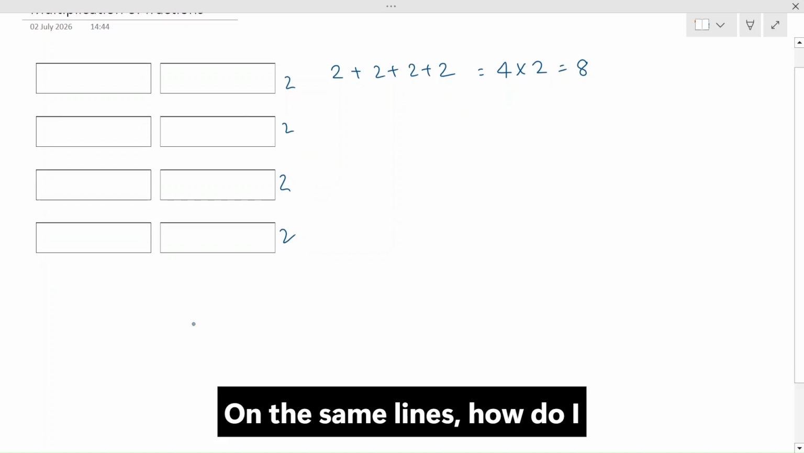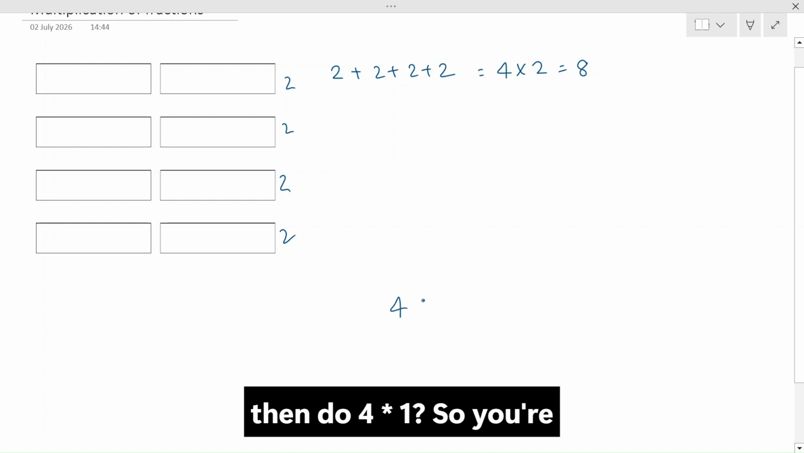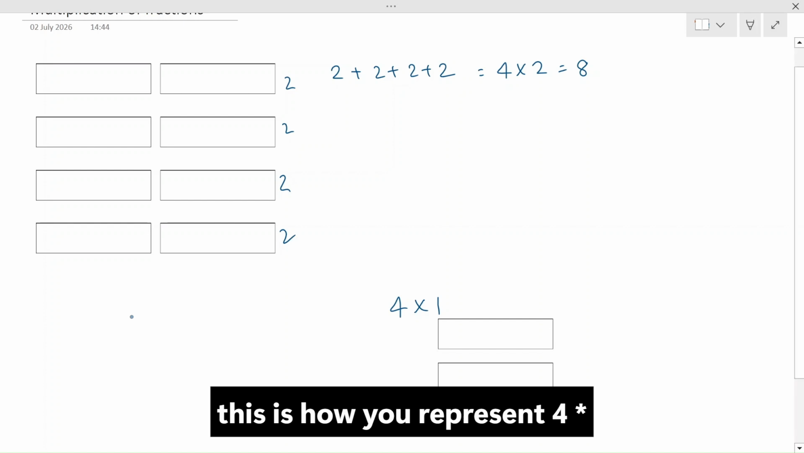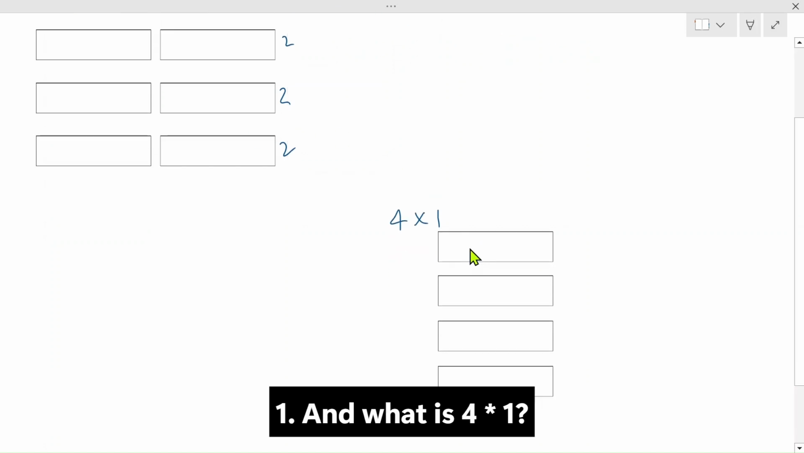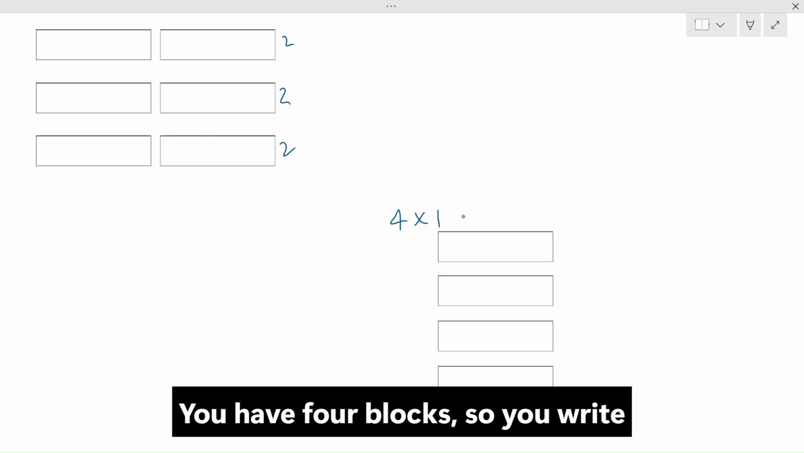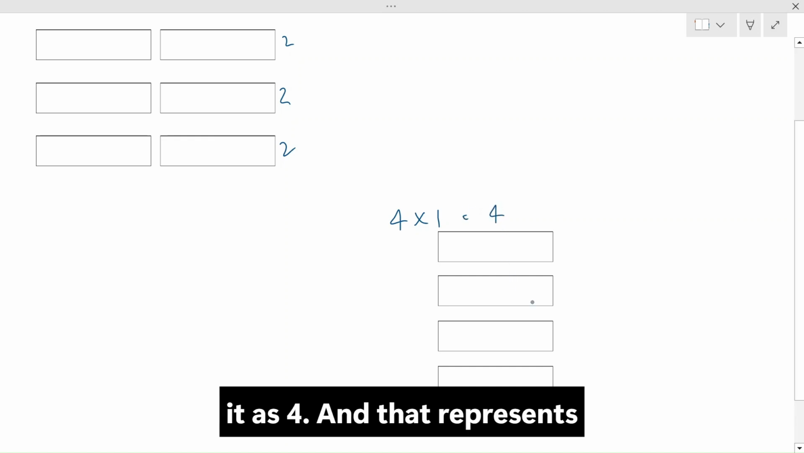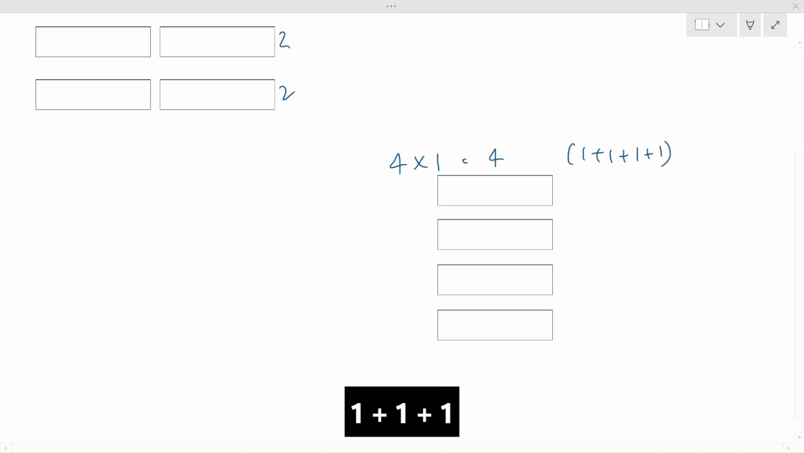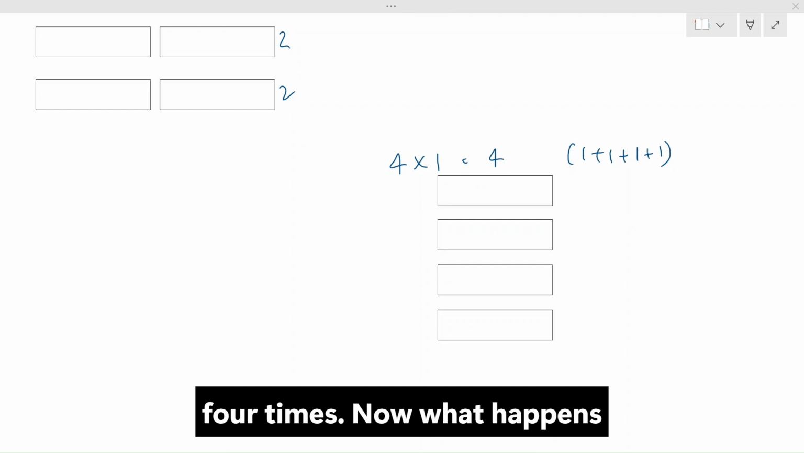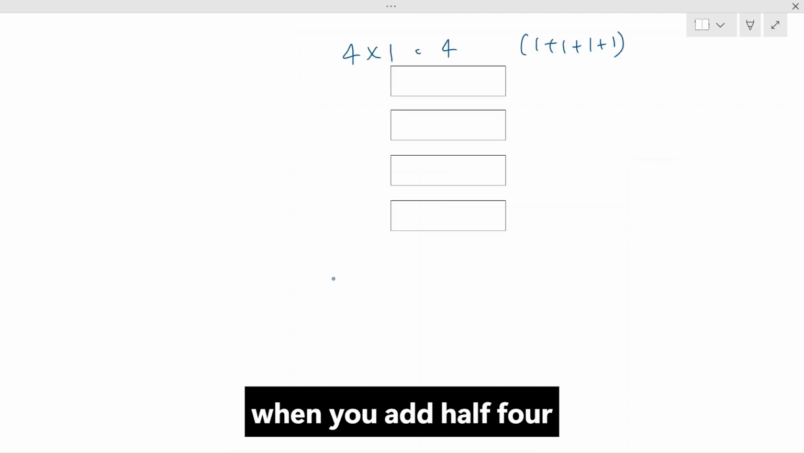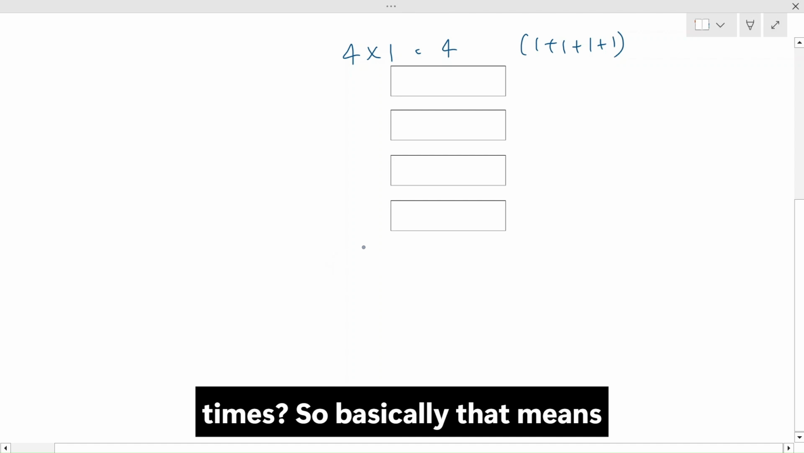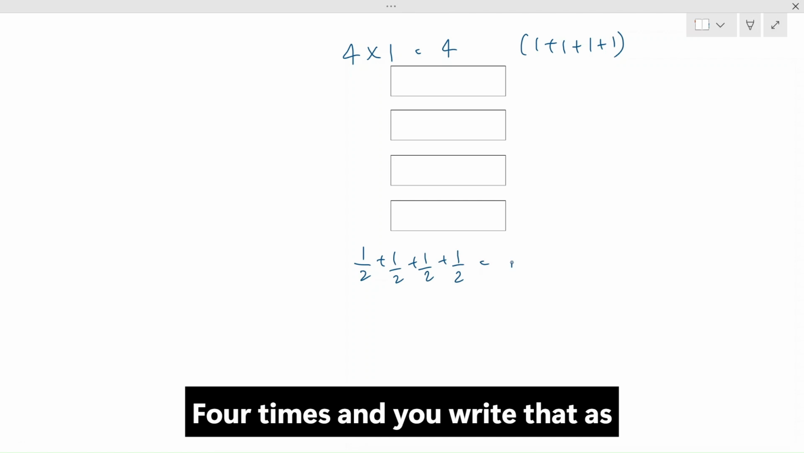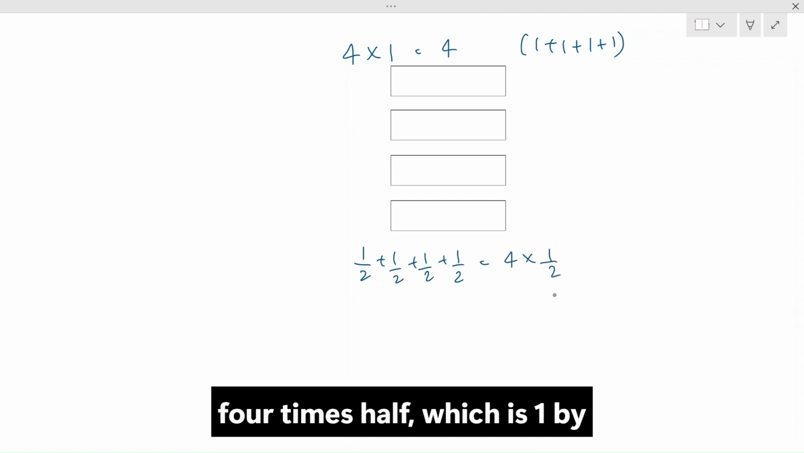On the same lines, how do I then do 4 times 1? You are basically adding a block 4 times, and this is how you represent 4 times 1. And what is 4 times 1? You have 4 blocks, so you write it as 4. That represents 1 plus 1 plus 1 plus 1. Now, what happens when we add half 4 times? That means you're adding half 4 times, and you write that as 4 times half, which is 4 by 2.